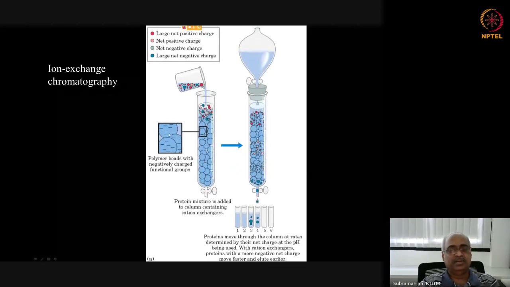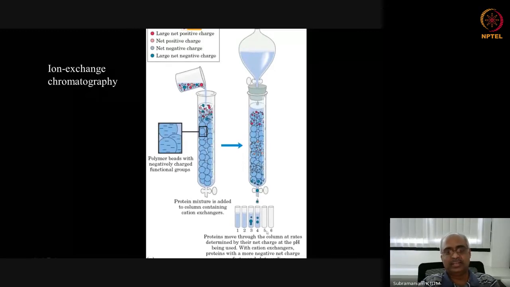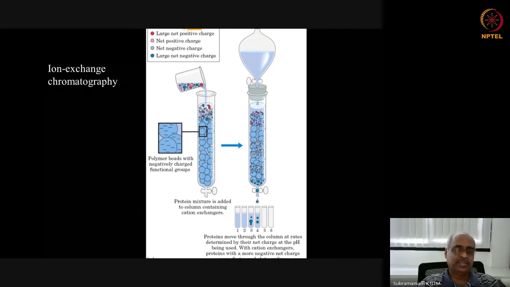So now, if the column has primarily a negative charge, then what is going to happen? The positively charged ones are going to stay there. You see the large net positive one has not entered yet, while this one has made some distance through it, while these two are moving out already. So this is going to come out first, and this next, and this next, and this next. So like that you can get it separated. So this is charge based separation. So here the partitioning is such that since the stationary phase is negatively charged, the positively charged molecules have preference.